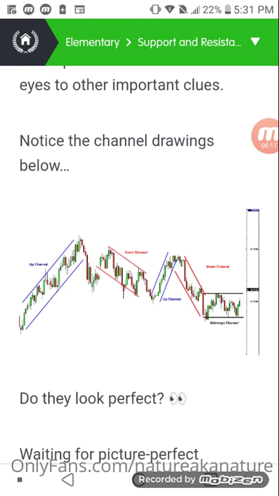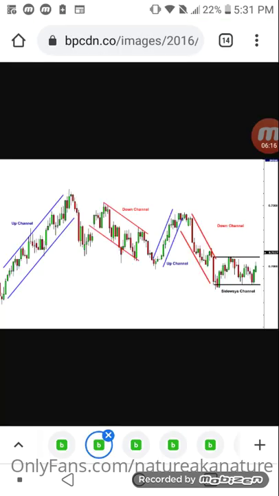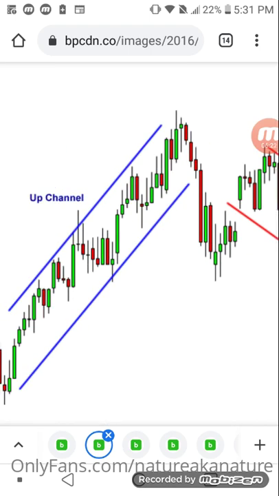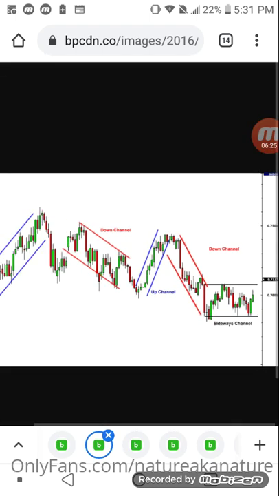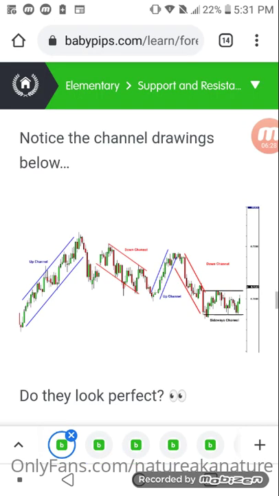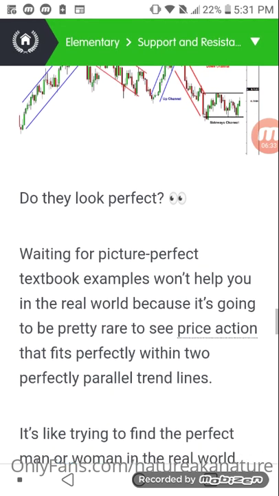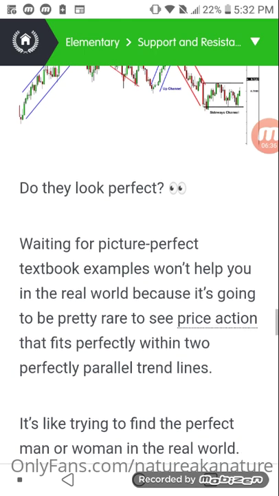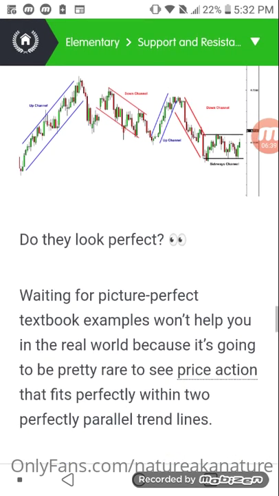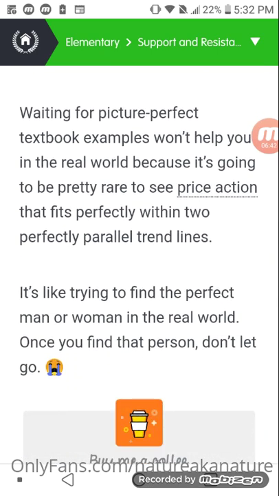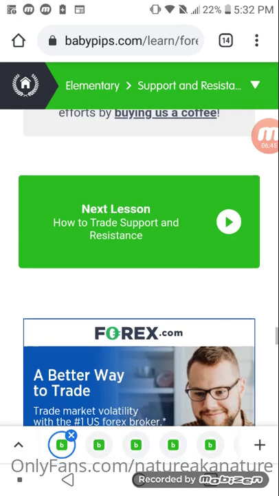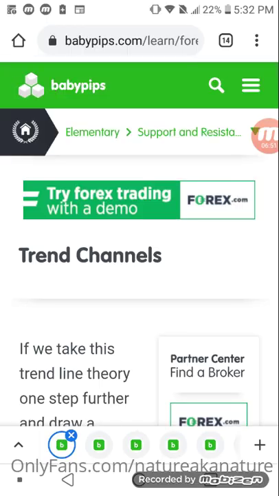Notice how the channel drawing is right here. To draw a channel, you need to have two parallel lines. So this is an upper channel, a down channel, and a sideways channel. Do they look perfect? They don't have to be perfect, but it's going to be pretty rare that you see price action that fits perfectly within two parallel trend lines. In this picture it looks perfect, but in real trading, price is constantly zigzagging and going up and down. But that's how you draw trend channels.